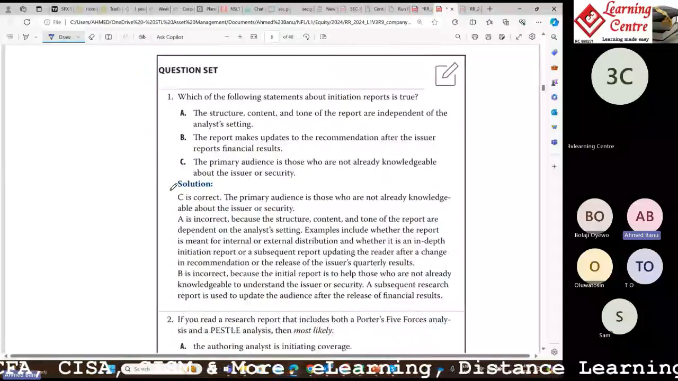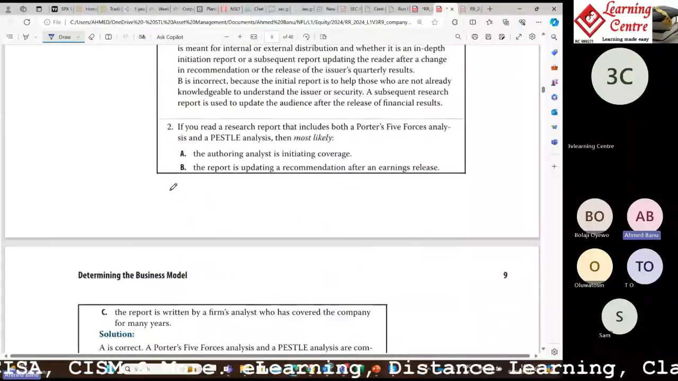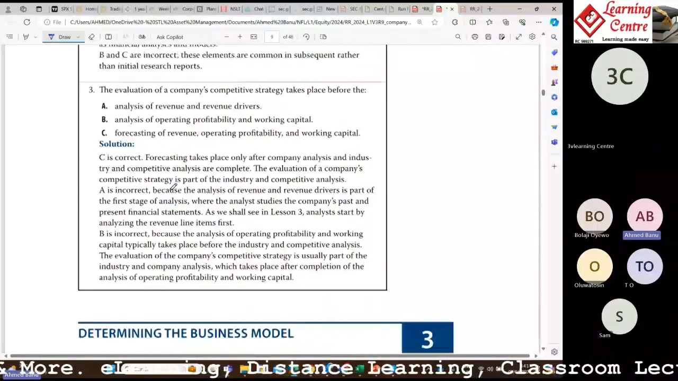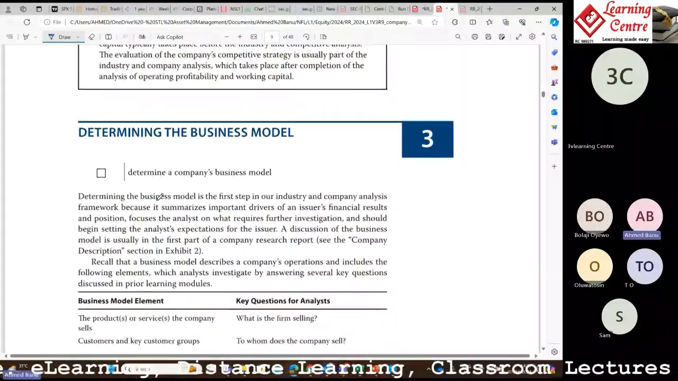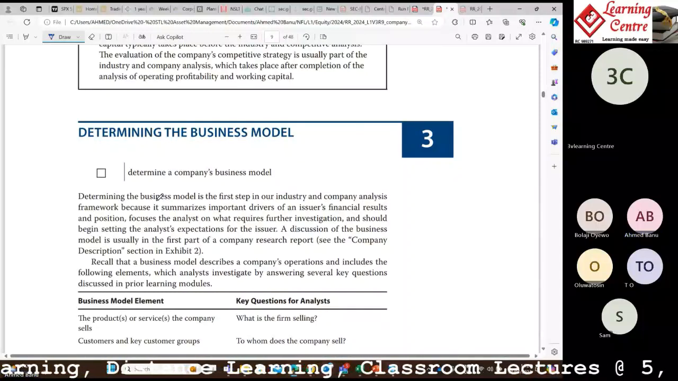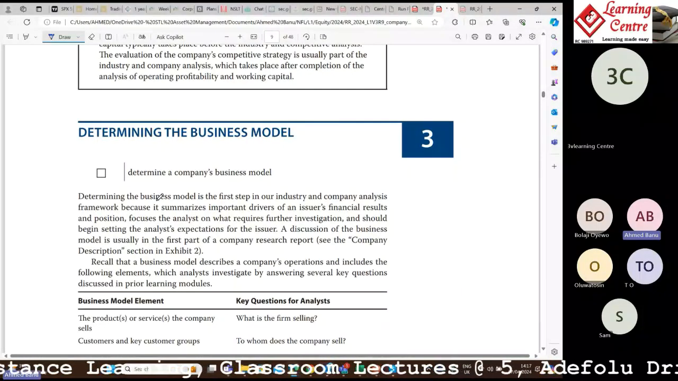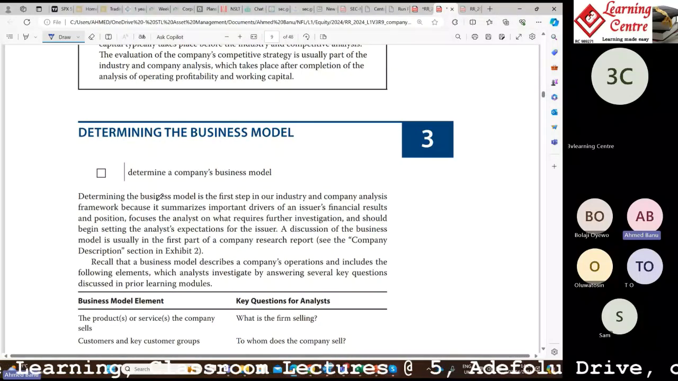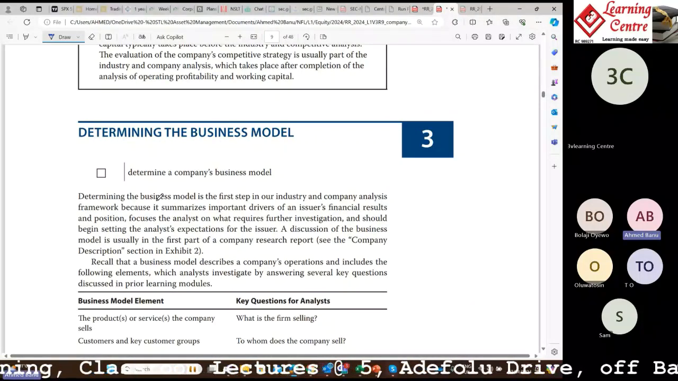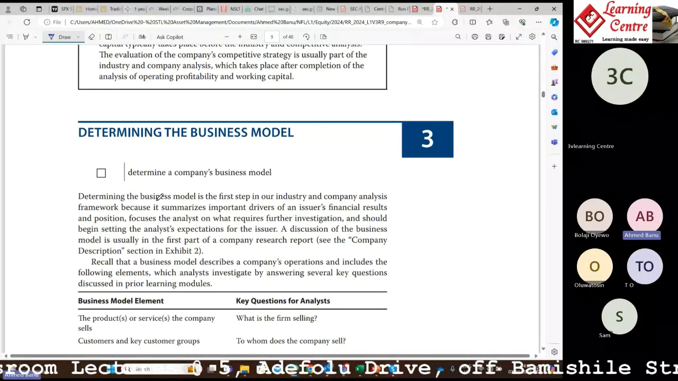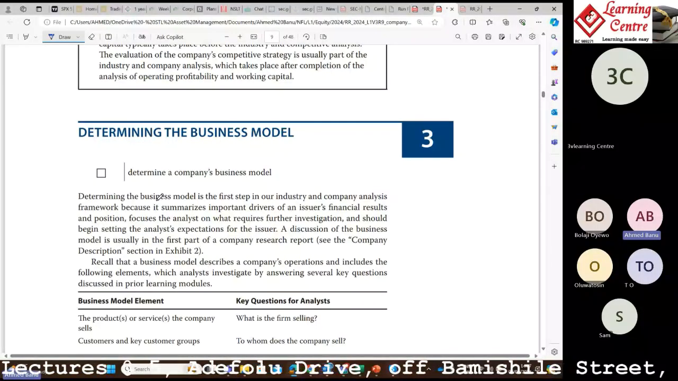Yeah. So this is going to be a very fast reading. I don't think it's a very long one. Okay. So breaking it down, remember I told you that for this reading, we're going to be focusing on determining business model, revenue drivers, profitability, operational profitability and working capital, then capital structure.